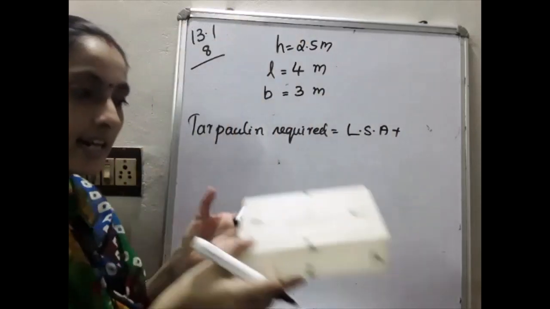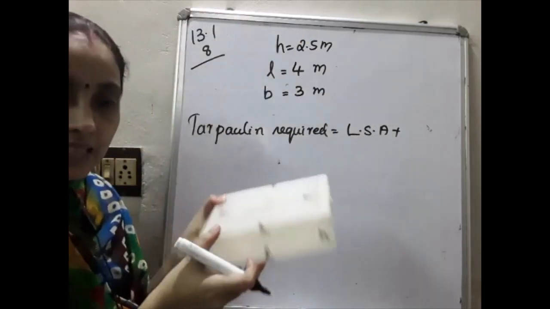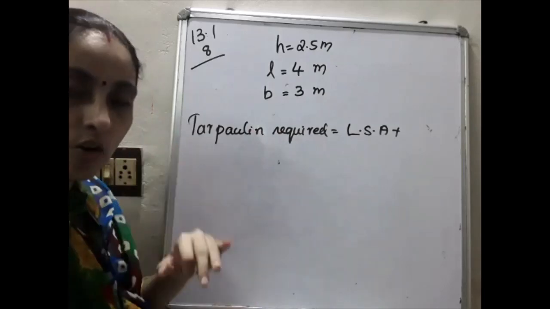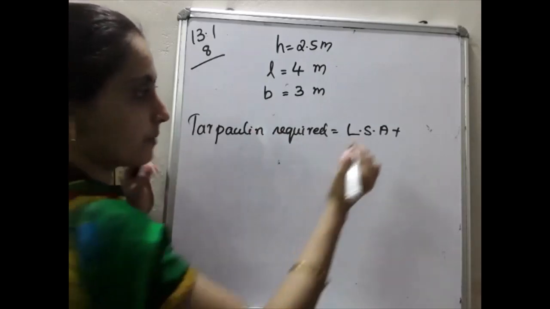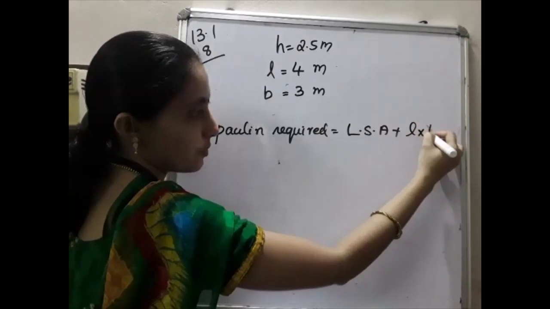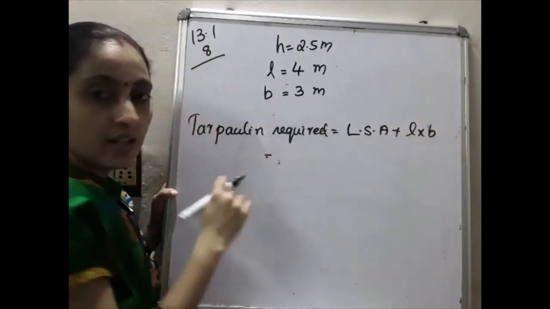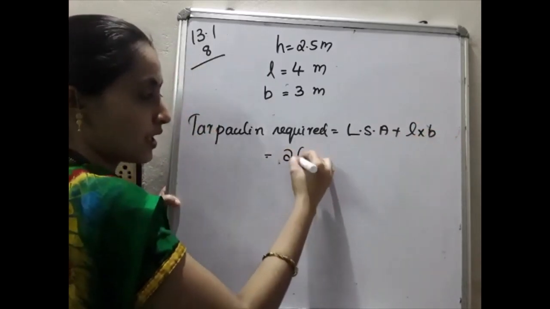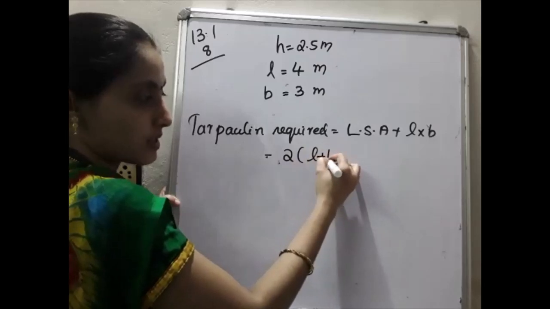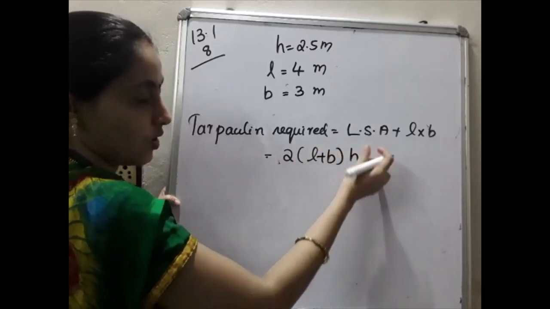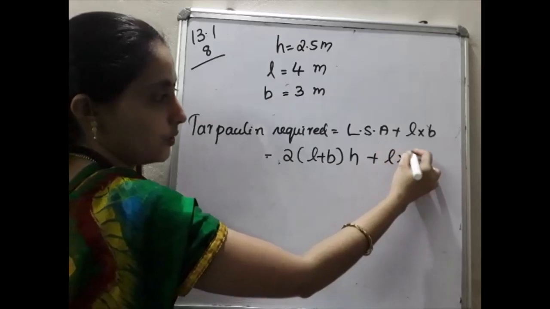Top portion I already said. Top portion is always length and breadth. Height will not be there. Down also, length and breadth, height will not be there. Plus L into B. Lateral surface area of a cuboid is 2 into (L plus B) into H. Plus L into B.